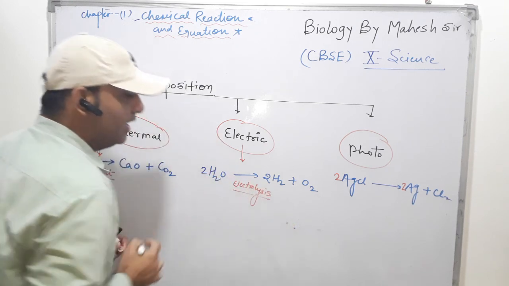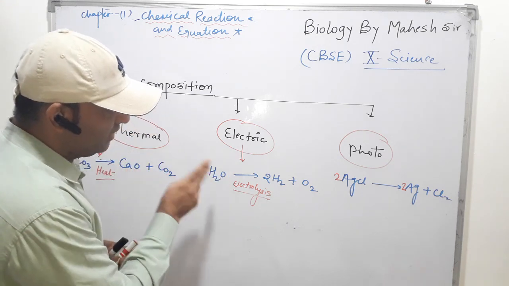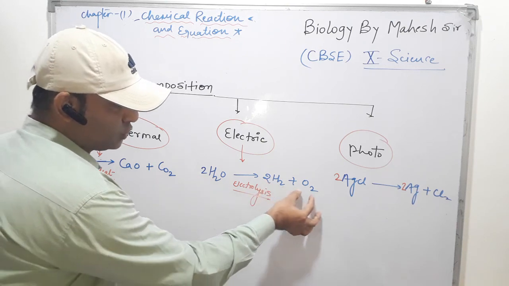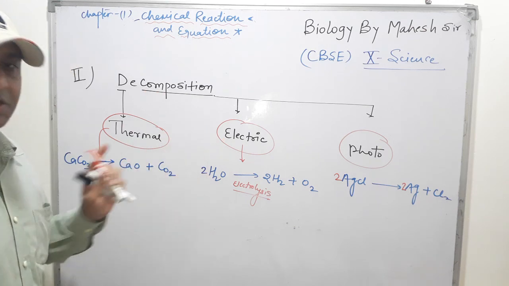Now in the second, water divides into 2H2 plus O2 by electrolysis, and it provides electricity. Clear? So when we provide electricity, or when we undergo electrolysis, the water is split into 2H2 plus O2. So here it is called electrical decomposition reaction.